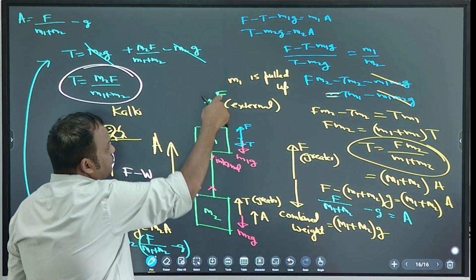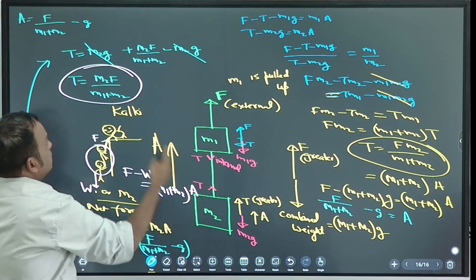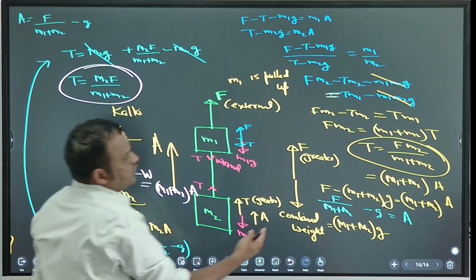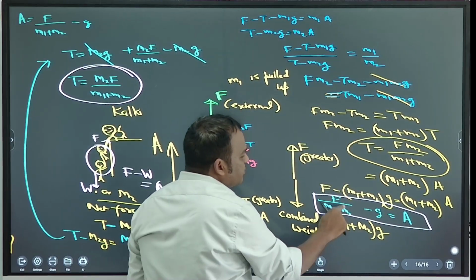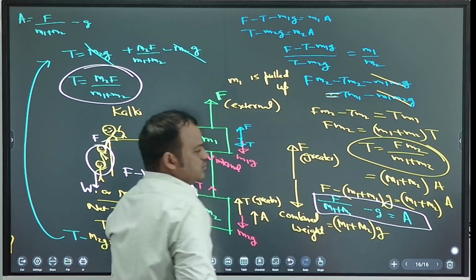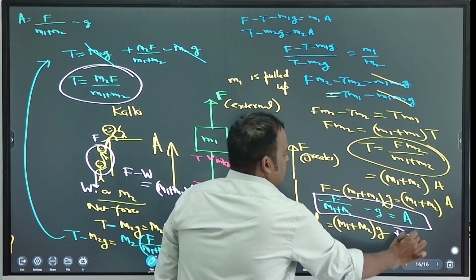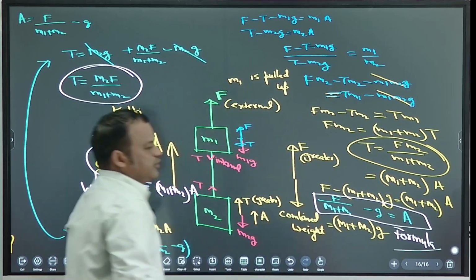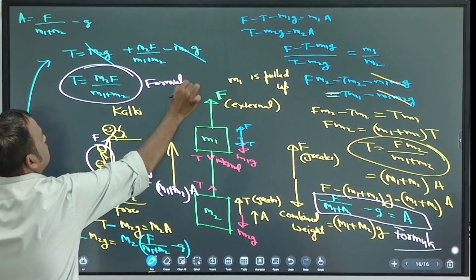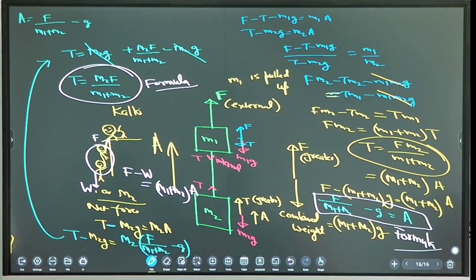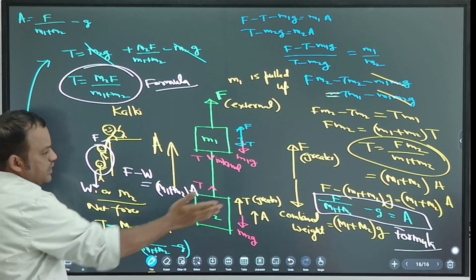So this is the tension. You are exerting force F on M1. So tension is M2F by M1 plus M2. And this is the acceleration: F by M1 plus M2 minus g. Write these in your formula diary also. These are the formulas. Note down the formulas: tension on string, and acceleration.